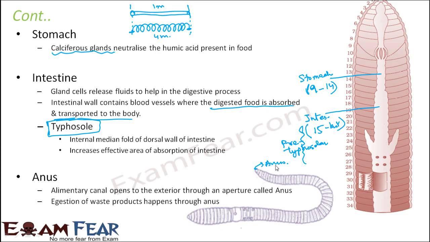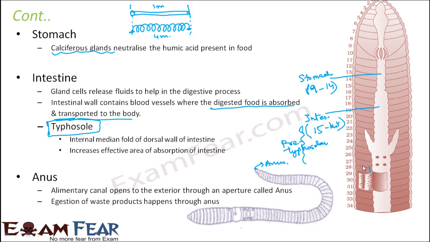Now, if you keep talking about the intestine and if you get into the minute details, you will find that there are many other things in the intestine. Because the intestine is quite long, so you can divide it into two parts. Like how in human beings you have small intestine and large intestine. However, you do not have it like that in case of earthworm. Earthworm, you have pre-typhlosolar and typhlosolar part of intestine. So I hope the process of digestion is now pretty much clear.